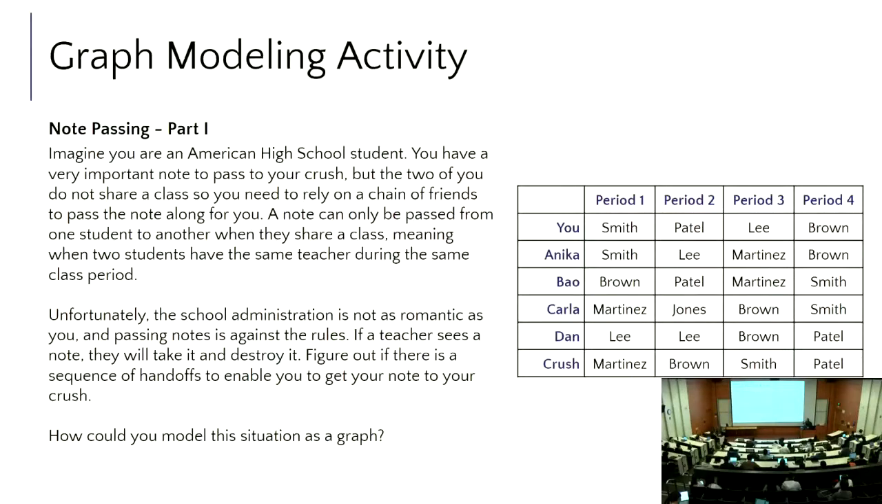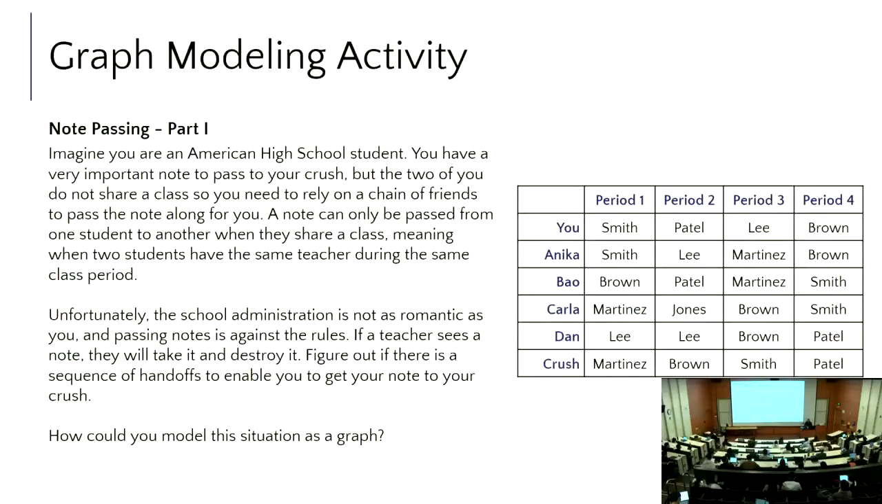Well, it kind of goes back to the idea of period 1 people can pass to period 2 people, and period 2 people cannot pass to period 1. So, for example, if I share period 1 with Anika, and that's the only person I share period 1 with, the only person I could give my note to initially is Anika. Let's say I got nervous and didn't give it to Anika, and I show up in period 2. I notice that in period 2, I share that with Bao. So maybe I'd get up my courage and give my note to Bao.